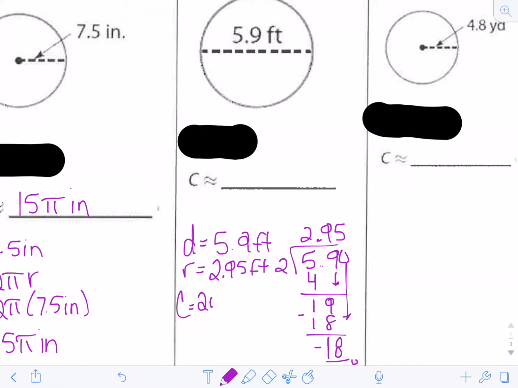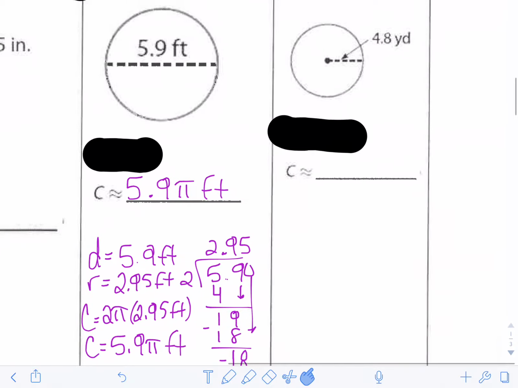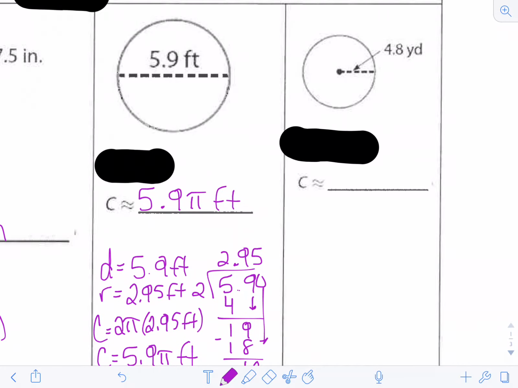So circumference is 2 pi times my radius, 2.95 feet. And 2.95 times 2, that just gives me 5.9 pi feet. So I'm going to write that down here. All right, and again, you can always pause this, rewind it, whatever you need to do. Okay, last one on this part.